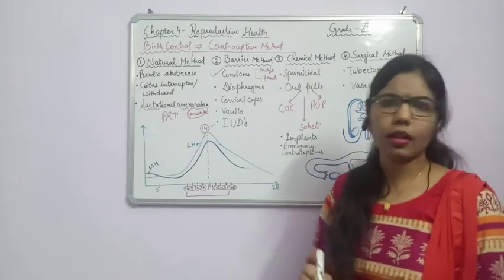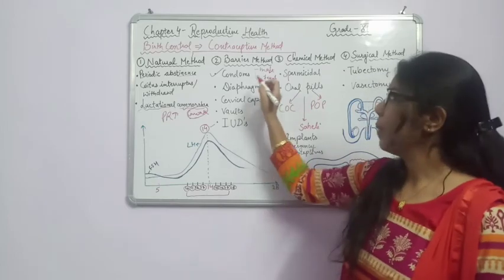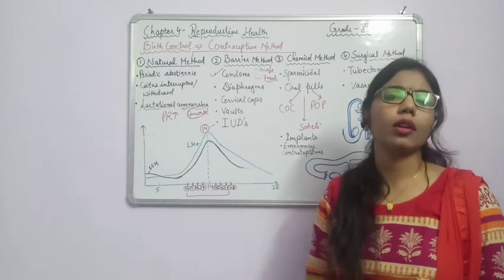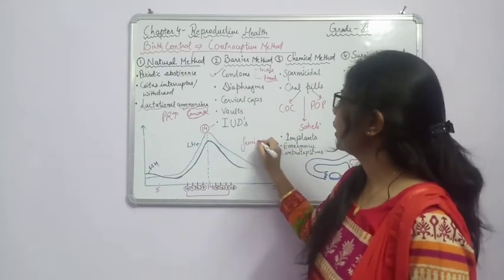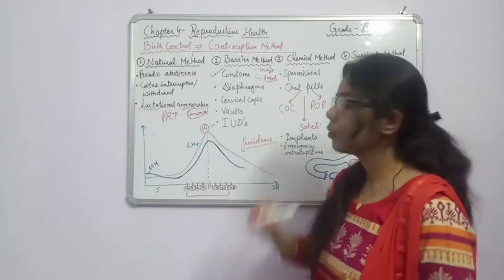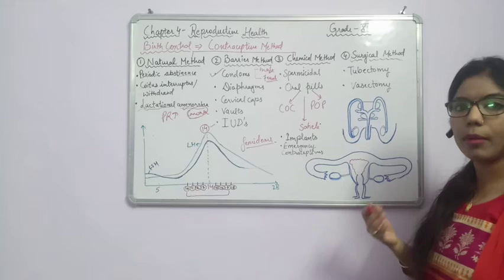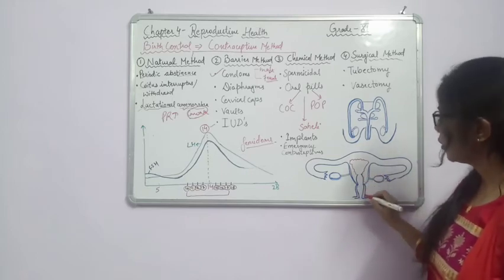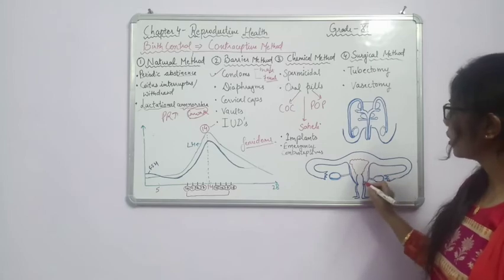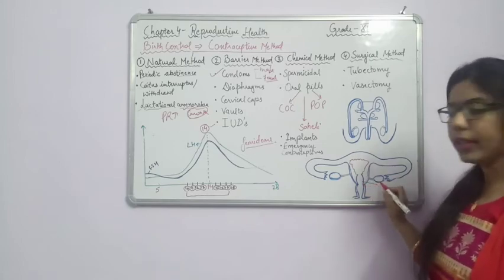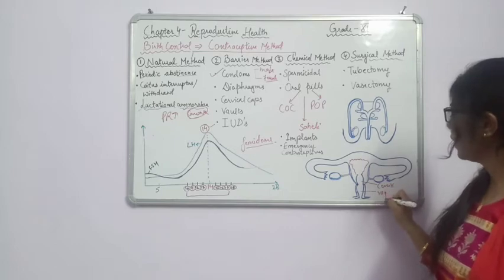Okay, so this condom can be male as well as female. The male condom we have discussed, which covers the penis, but sometimes female condoms are also there, which are known as femidoms. What will you say? Femidoms. In femidoms, again there is a covering of rubber, which will cover the whole cervix as well as the vagina. If you see the structure, this part is the cervix and this part is the vagina. Fine, cervix and vagina.